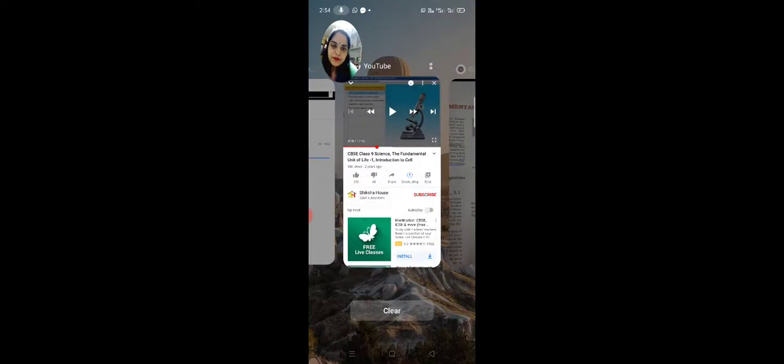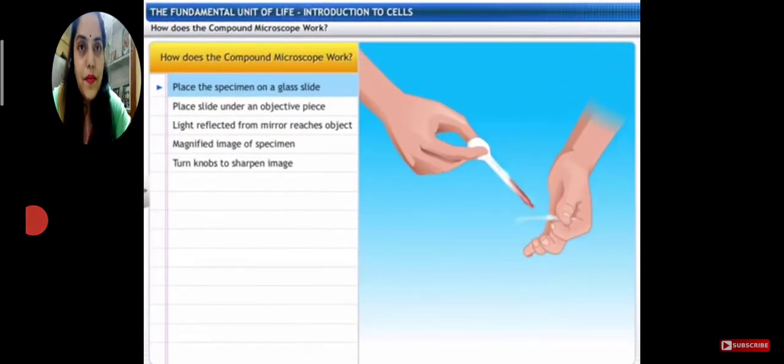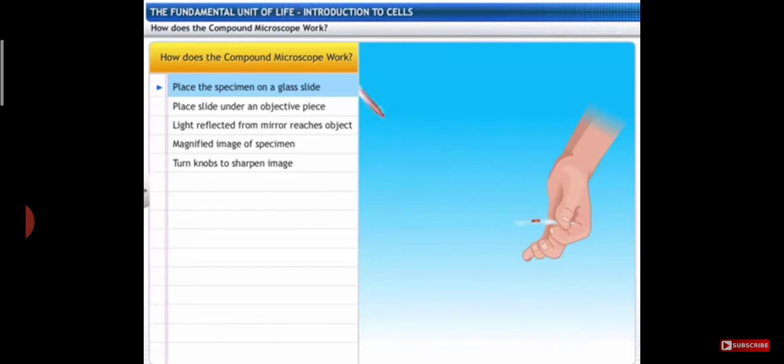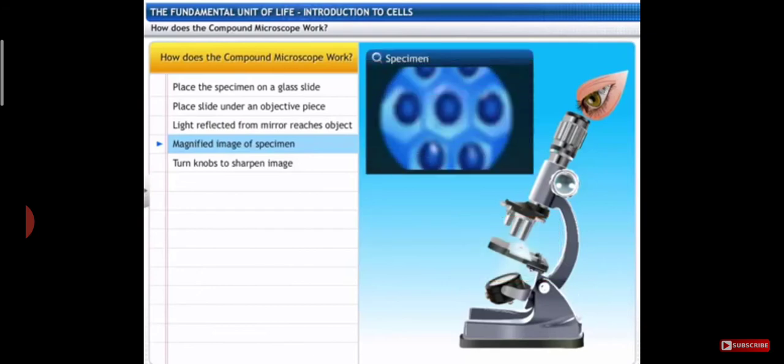So how to make this slide of onion peel and how to observe these, let us see. See how a compound microscope works. The specimen to be observed is placed on a glass slide. The slide is then placed on the stage under an objective piece in the middle of the microscope. The light reflected from the mirror passes onto the object. From the eyepiece, a magnified image of the specimen can be seen. The side knobs are turned to get a sharper image.